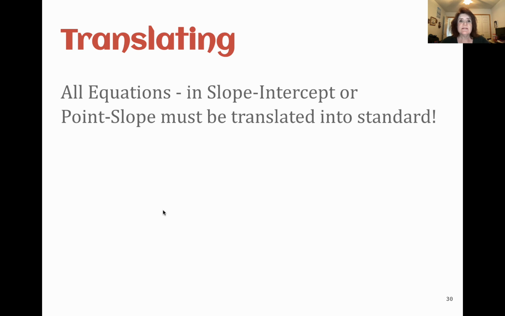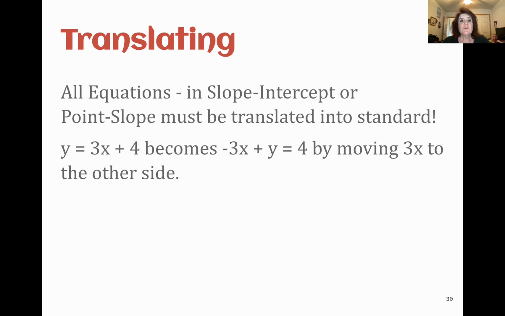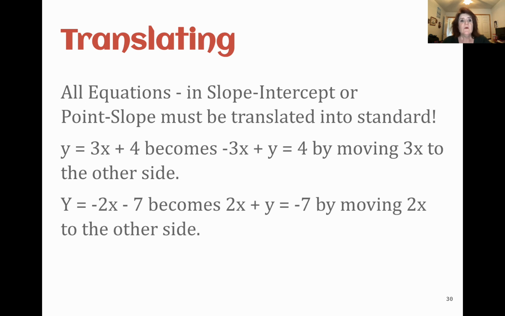Finally, we get into translation. Absolutely all equations in either slope-intercept or point-slope form must be able to be translated into standard form. So y is equal to 3x plus 4 becomes negative 3x plus y equals 4 by moving the 3x to the other side. Y equals negative 2x minus 7 becomes 2x plus y is equal to negative 7 by moving the 2x to the other side.